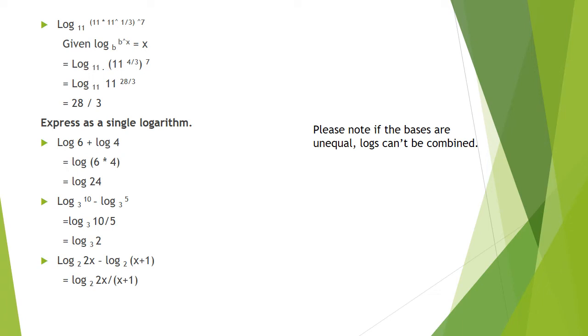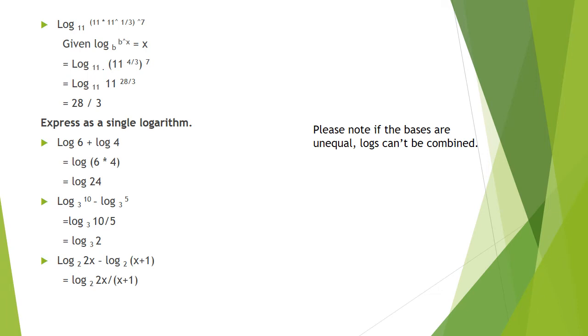Next we have this question. It looks very complex. Don't worry, you have to break it down and simplify it further. Log to the base 11 gives you this answer: 11 multiplied by 11 raised to power 1 by 3, all raised to power 7. Simplify this entire expression first to make it easier to solve. When you solve it, you get 11 raised to power 4, and then this whole thing has power 7. Again, you solve it further, and you get this fraction 28 by 3. So log of 11 gives you 11 raised to power 28 by 3, and now you can clearly see 28 by 3 is the answer.